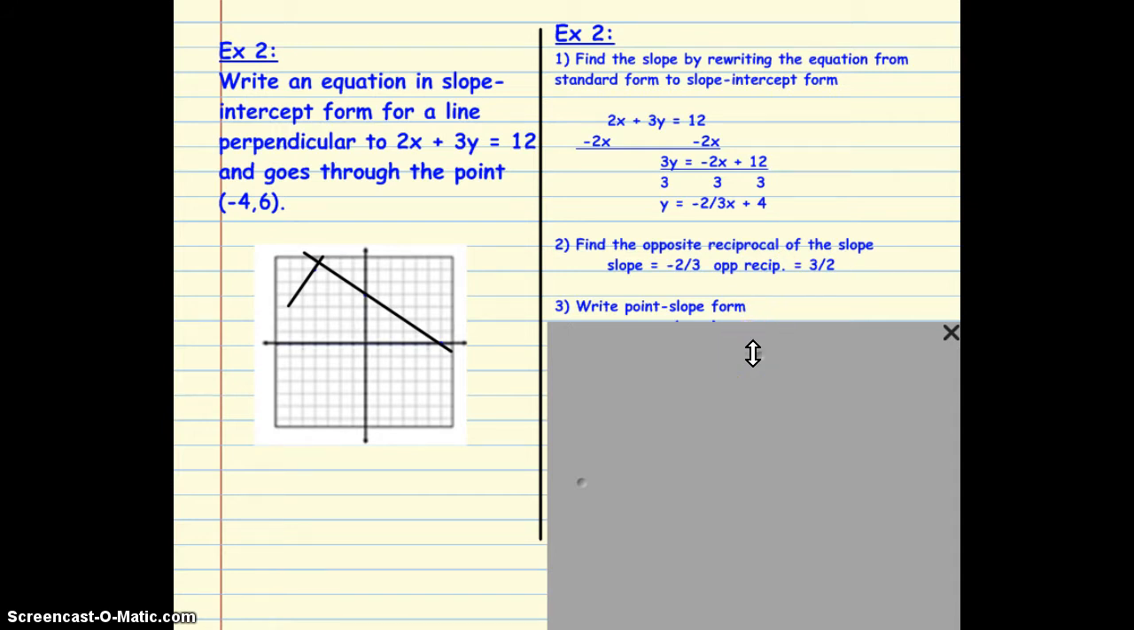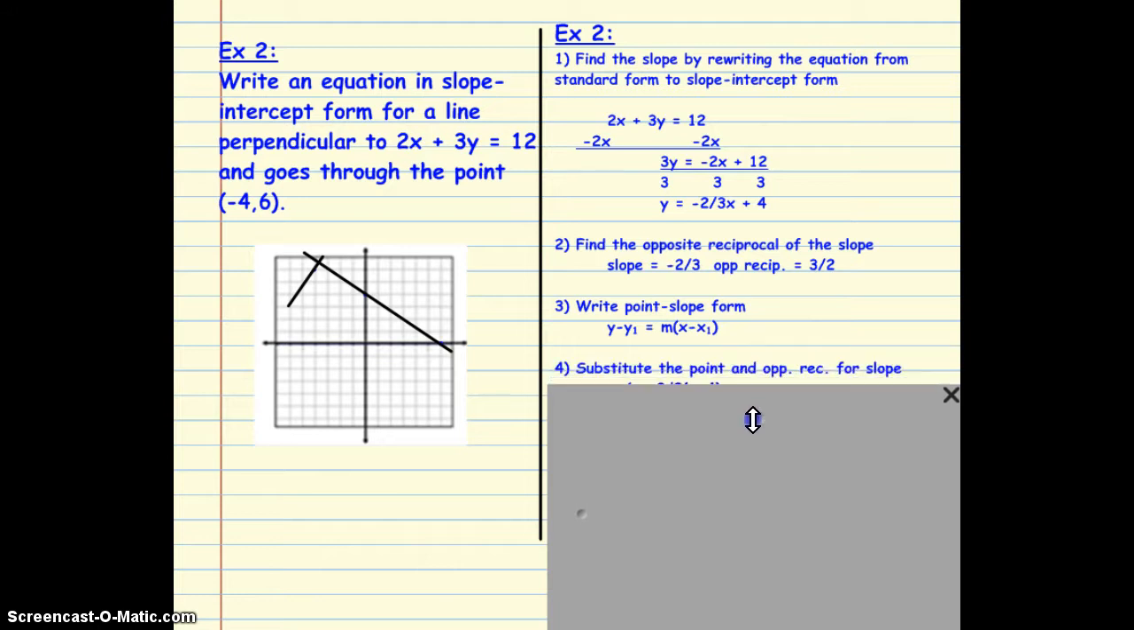Alright, now that we know what our slope is supposed to be, or I should say our opposite reciprocal, it's just like working with the parallel lines, just like we did before. So we're going to start with point-slope form, because now we know our slope and we have our point. So we're going to work with y minus y1 equals m times x minus x1. So, filling in what we know, we're going to fill in our point and our opposite reciprocal.